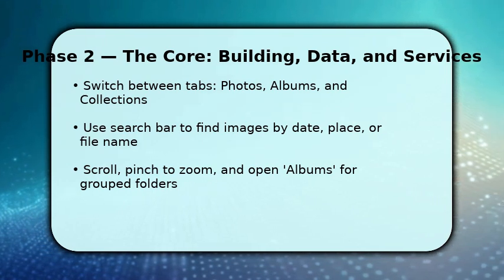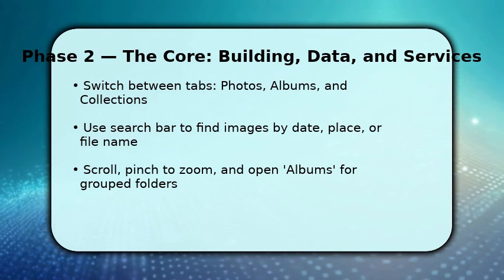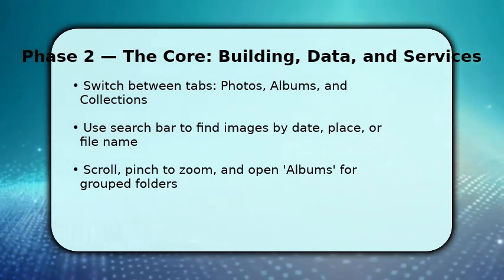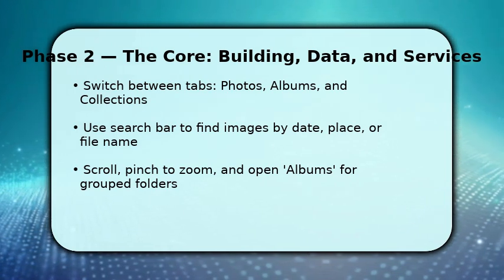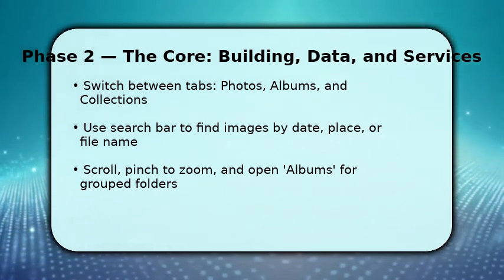Once in Albums, scroll to view categories like camera, downloads, and screenshots. Pinch to zoom thumbnails if needed. If you don't see expected folders, make sure the SD card is mounted and Show Device Folders is enabled in Settings, because hidden folders won't display.